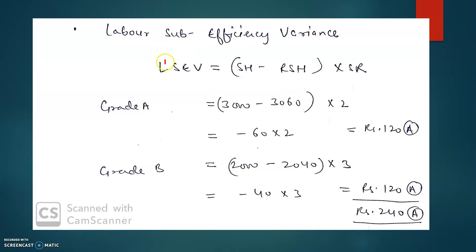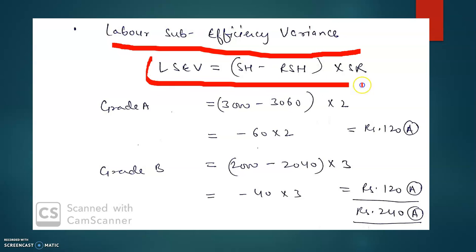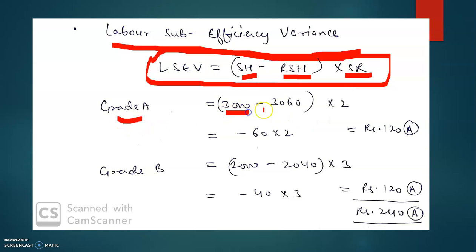Now, let's move on to the next calculation, that is labor sub-efficiency variance. It is just vice versa of LMV. So here, the formula of it is SH minus RSH into SR. Now for grade A worker, we have standard hour is 3000, RSH we have just calculated 3060, standard rate is 2 rupees. So when we calculate this, we will get the answer 120 rupees adverse.